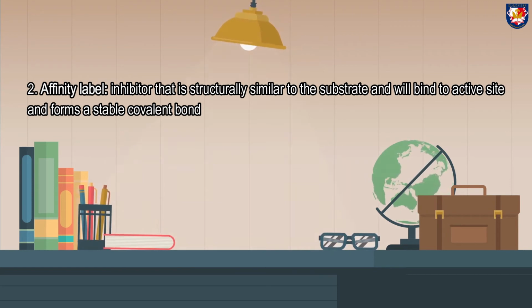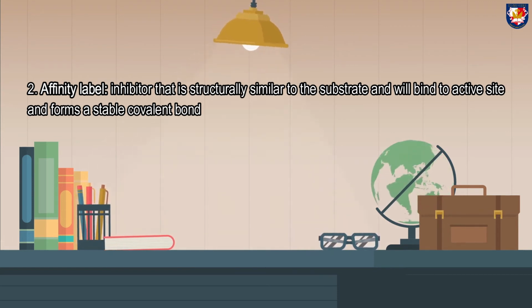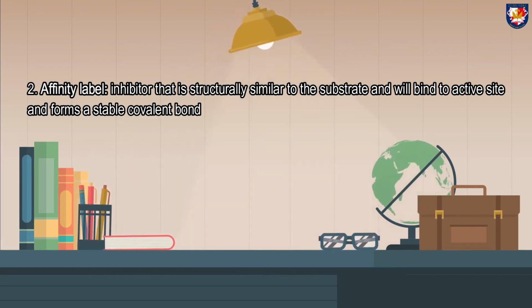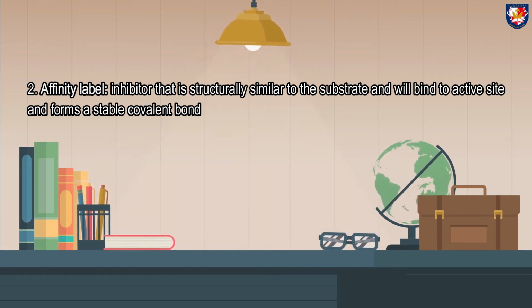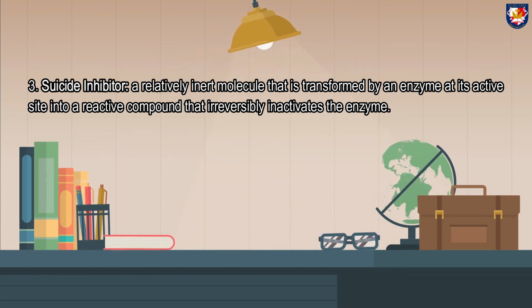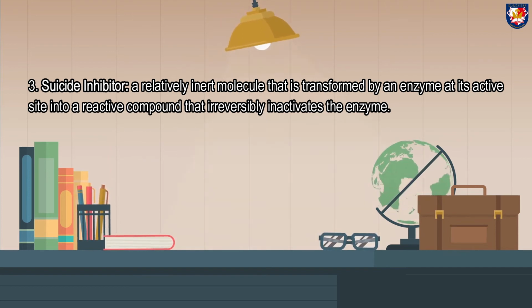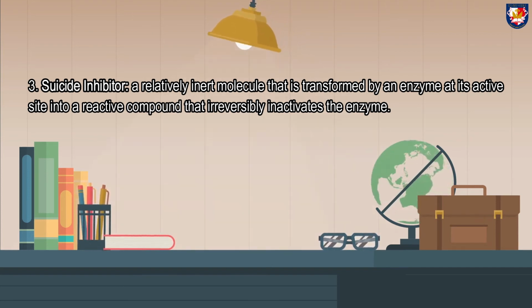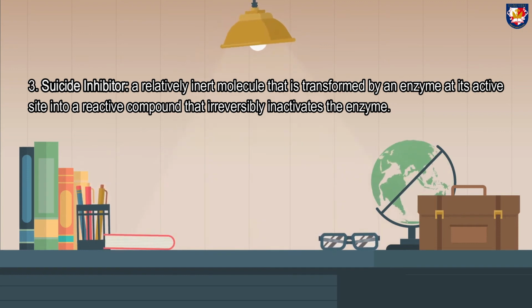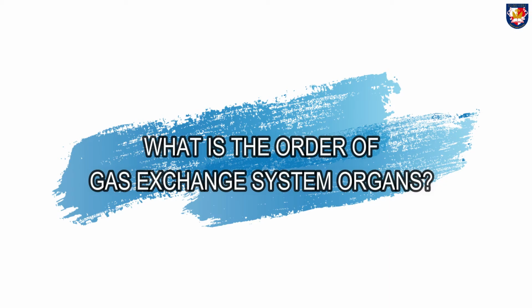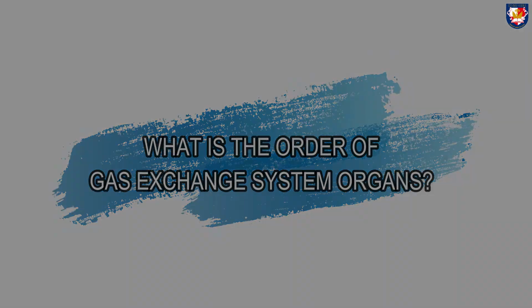Second, affinity label: an inhibitor that is structurally similar to the substrate and will bind to the active site and form a stable covalent bond. Third, suicide inhibitor: a relatively inert molecule that is transformed by an enzyme at its active site into a reactive compound that irreversibly inactivates the enzyme.